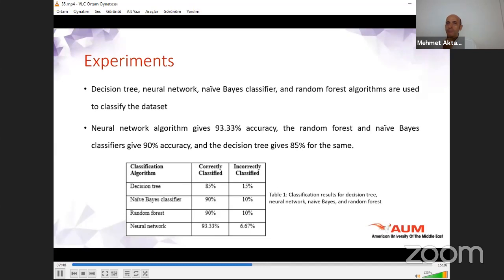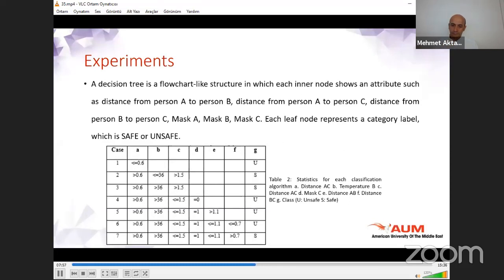Whereas with the decision tree, the incorrect classification is comparatively higher than the other three algorithms. Here the decision tree, which consists of a flowchart, is applied to show the statistics for each classification algorithm. The inner node represents the person distance from A to B, A to C, B to C, and also the mask information, whether the person wears a mask or not: mask A, mask B, mask C. And the leaf node represents the class or the category, whether it's safe or unsafe.